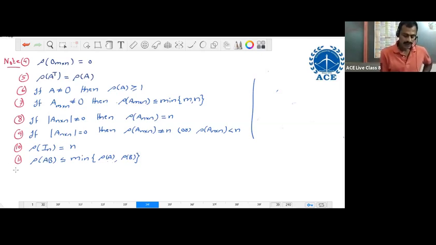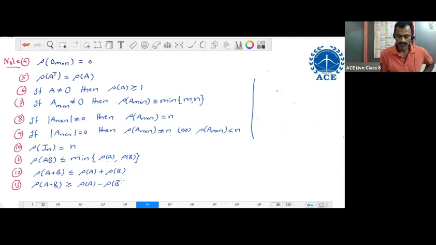Next point, the 12th one. Rank of A plus B is less than or equal to rank of A plus rank of B only. Rank of the sum is equal to or less than the sum of the individual ranks only. 13th. Rank of A minus B is greater than or equal to rank of A minus rank of B only.